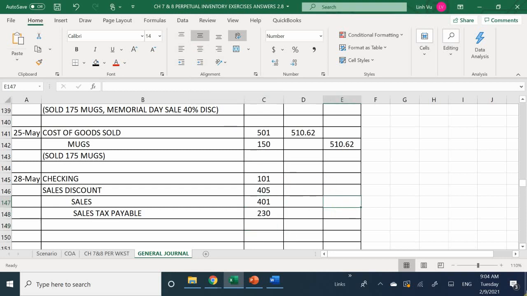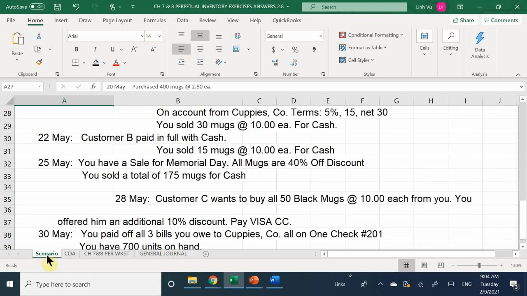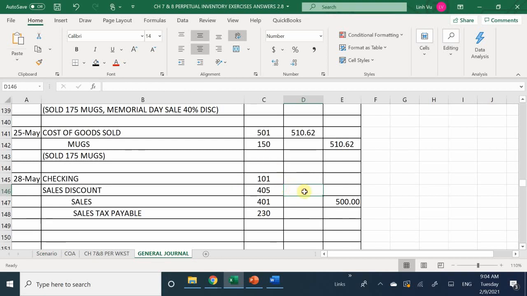How many mugs did we sell? 50. We sold him the 50 black mugs. So what's my total sales here? 500, right? And because we're giving him a discount, how much was the discount? How much did we offer him? 10%. So it's going to be this times 0.10, $50. All right? So then how much tax am I going to be charging?